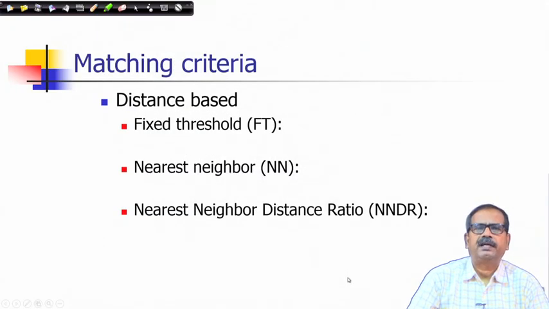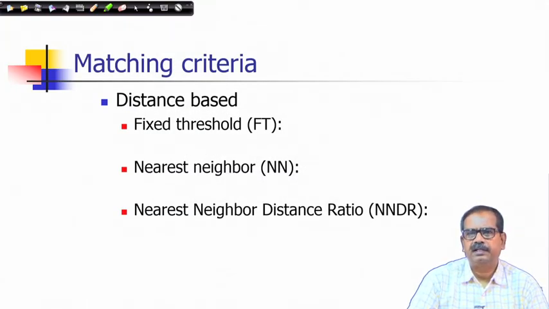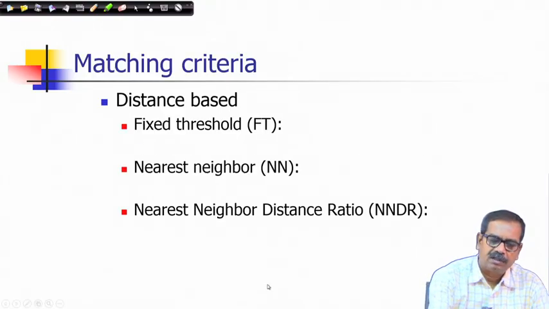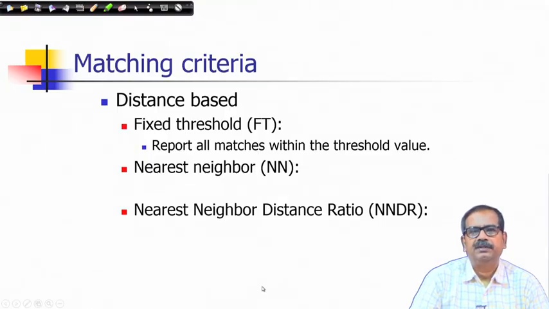So, let us now consider what kind of different matching criteria could be there. I will consider distance based matching criteria mostly here, and you can extend this discussion for using similarity based matching. In distance based matching, the smaller the distance, the better the matching between two vectors. That is the way this policy is considered. One policy of distance based matching is that you can use a fixed threshold, which means you can report all matches within that threshold value.